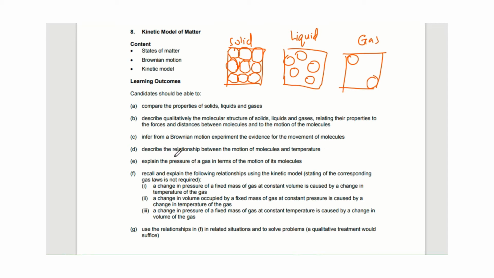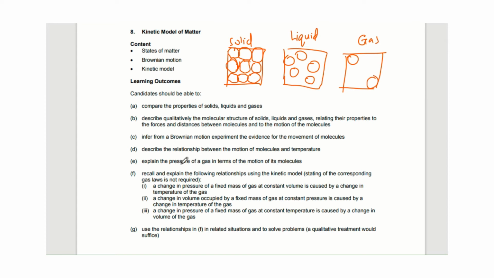Next, explain the pressure of a gas in terms of the motion of its molecules. When we are talking about gas pressure, the pressure due to a gas is created by the gas molecules hitting the walls of the container. So when the walls of the container are hit more frequently, the pressure of the gas increases.